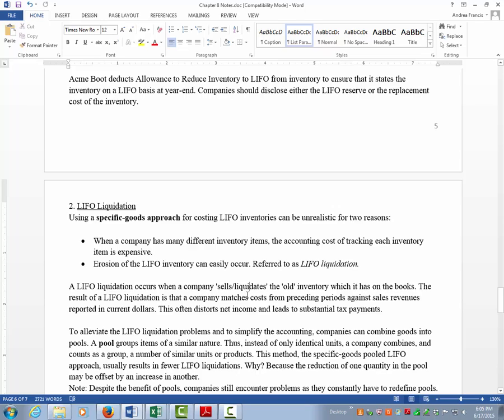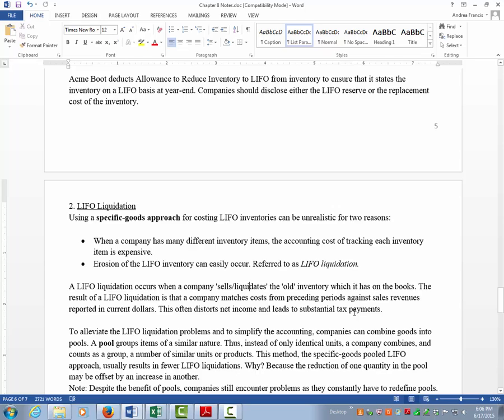The reason this is not a good thing is that that old inventory is at a much lower cost than the newer inventory. And as such, the company will have a lower cost of goods sold when it liquidates old inventory than it would have had if it was selling later units. And if this happens, the company can be faced with major tax payments because the cost of goods sold is so low.